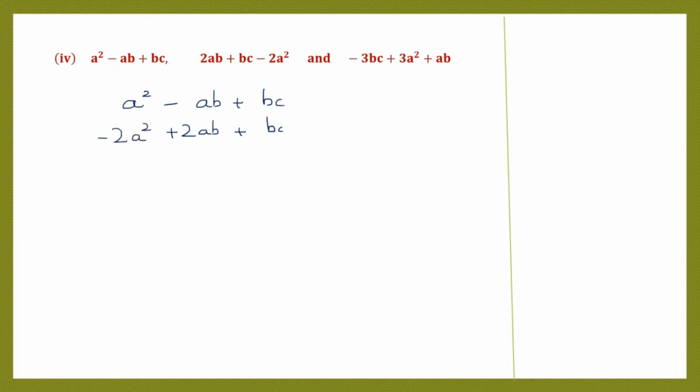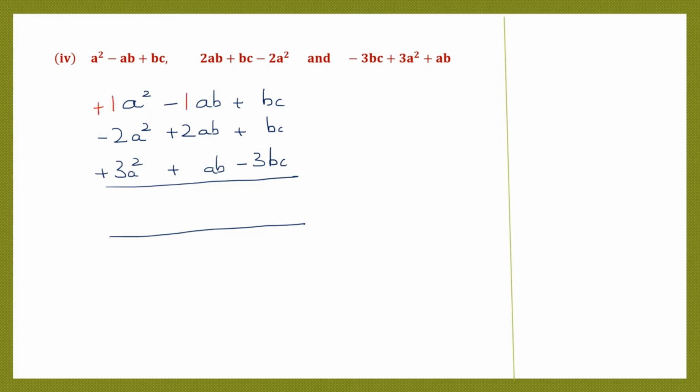The last one is minus 3bc. So put it in the right column, bc plus 3a square plus ab. So that is ab. Okay, now we are going to add, but before we add, let's see what's missing and fill it in. So here I have plus 1. Here I have again 1 and 1 here. In the second row, I need to put 1, and in the third row, I need to put 1 here.